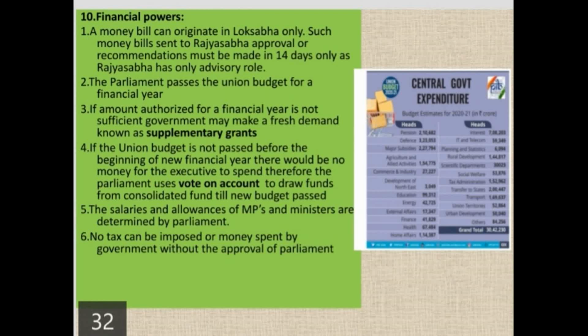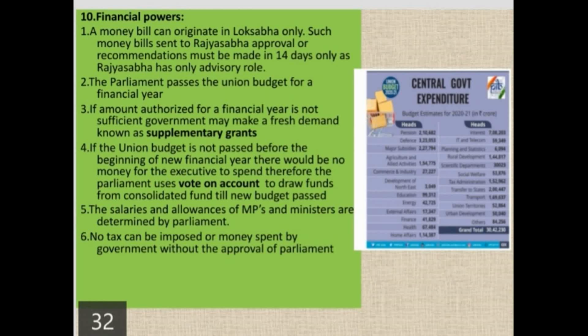This consolidated fund of India is a fund created where all the taxes, direct and indirect, collected, and all the things coming from state governments, are stored. It's like an official account of the government of India. At this point of time, they can directly withdraw money through vote on account. This is completely expenditure, may not be like a complete union budget, but until the union budget can be introduced, they can use vote on account to withdraw funds.